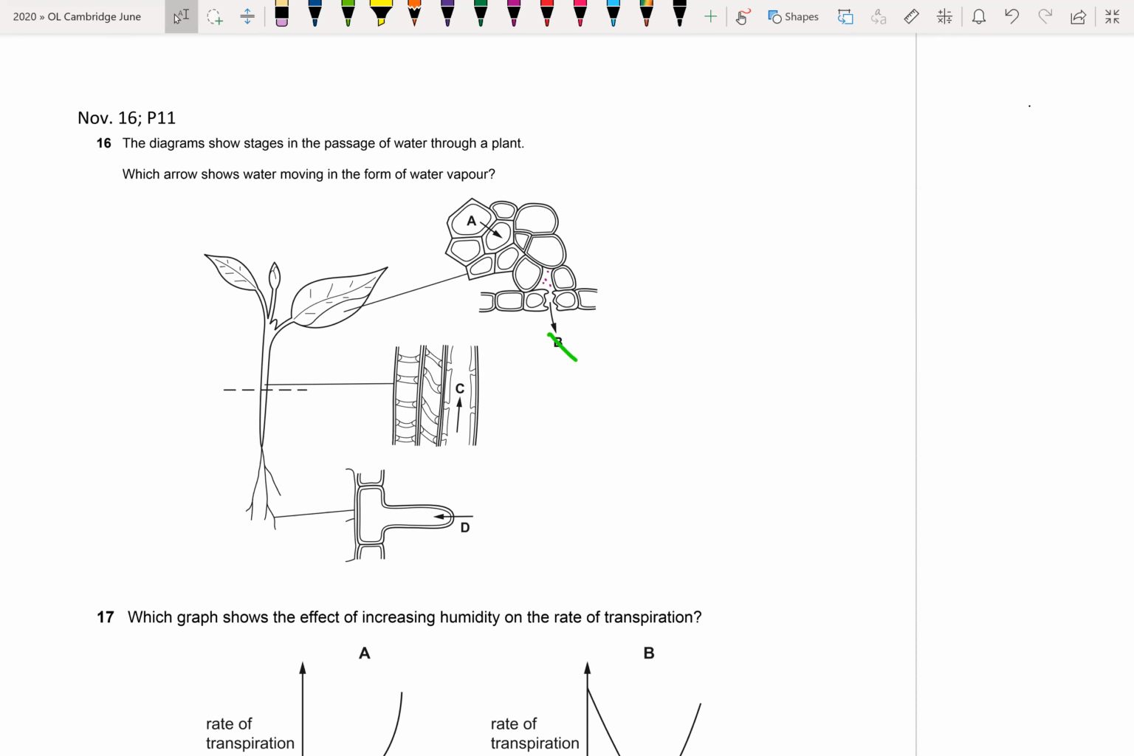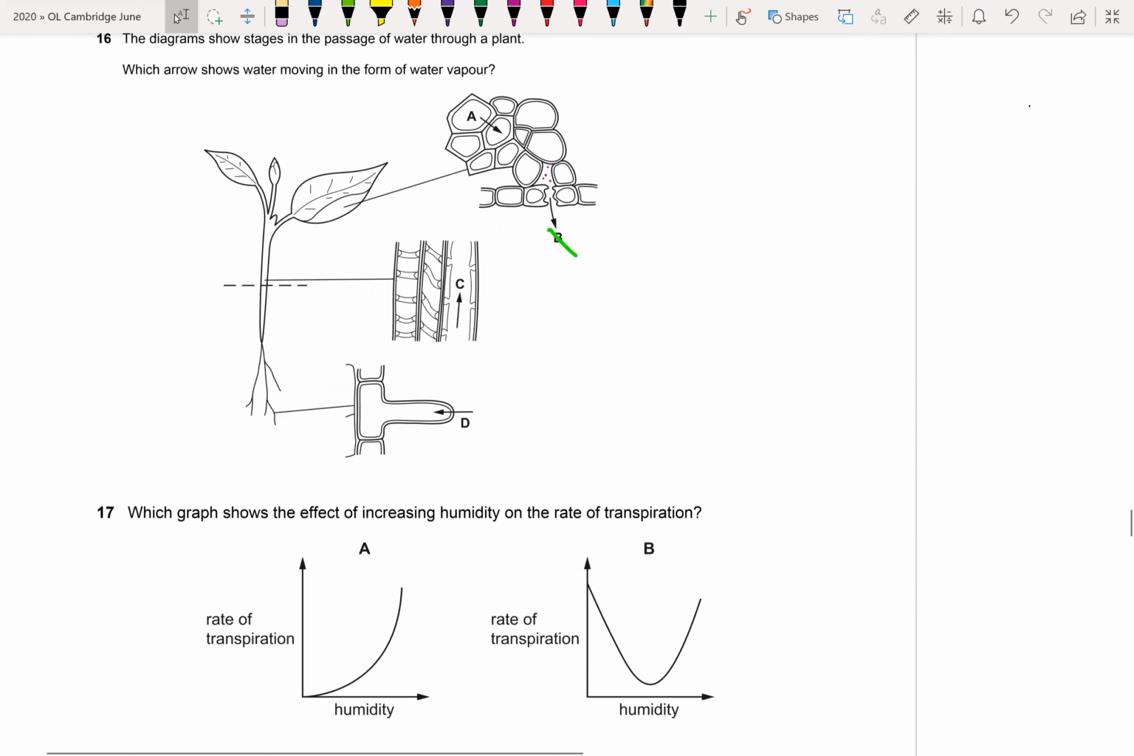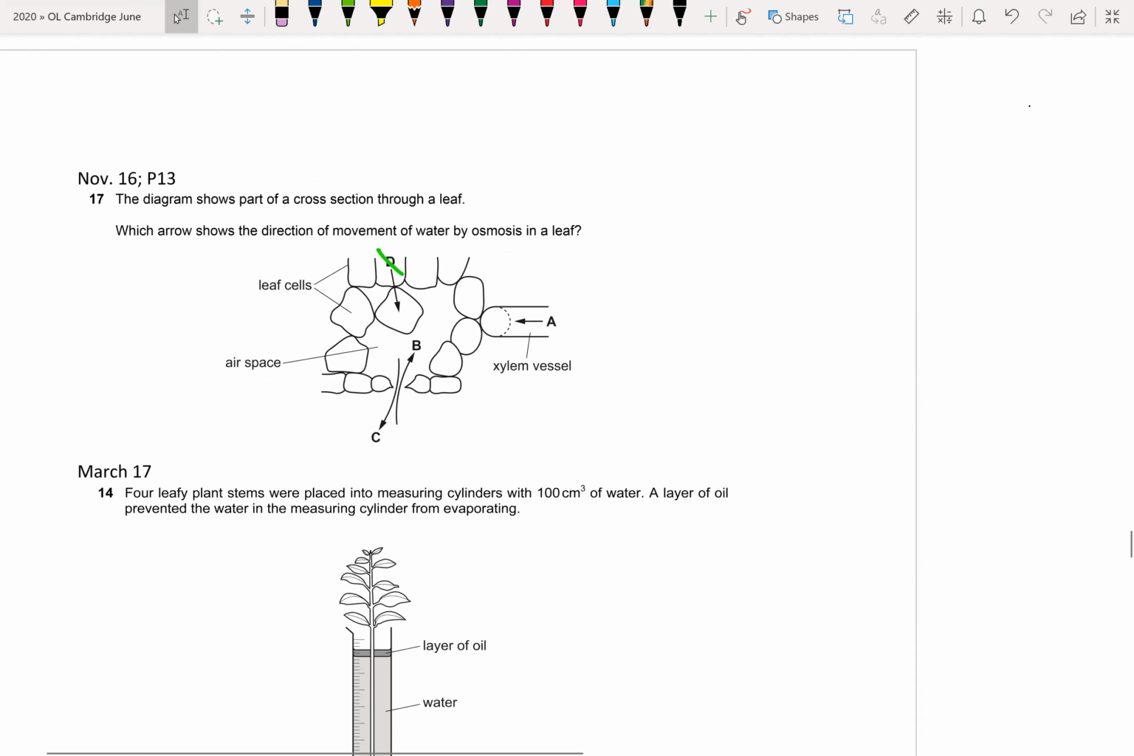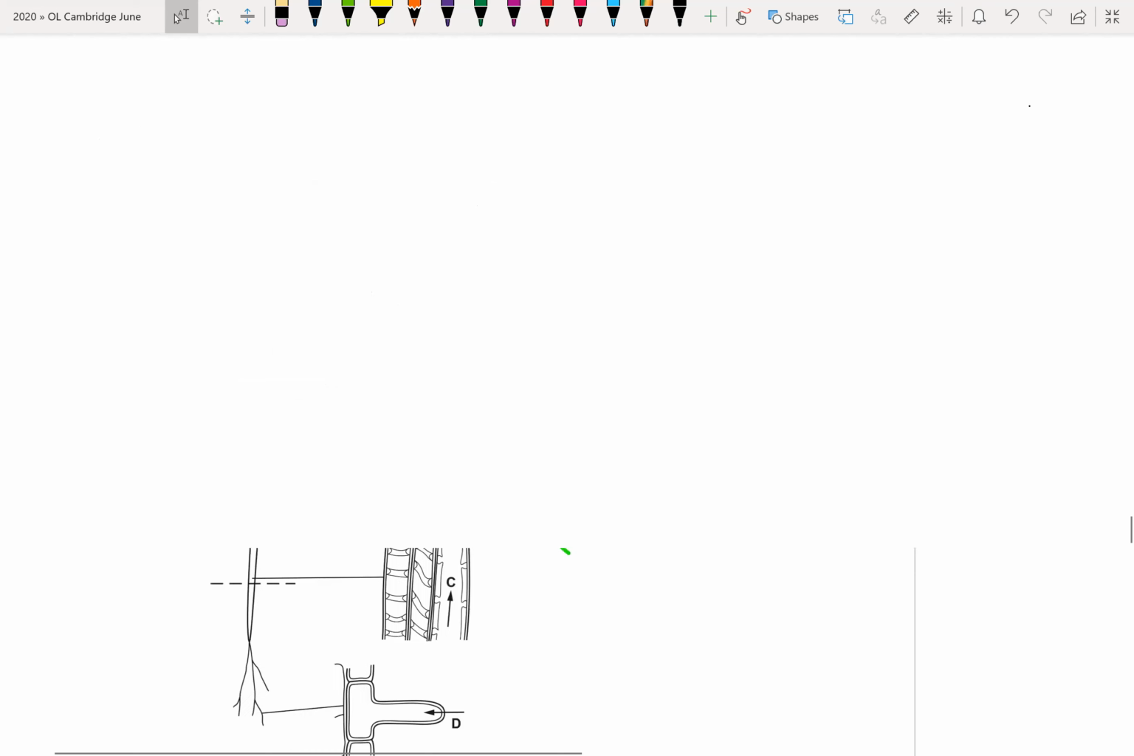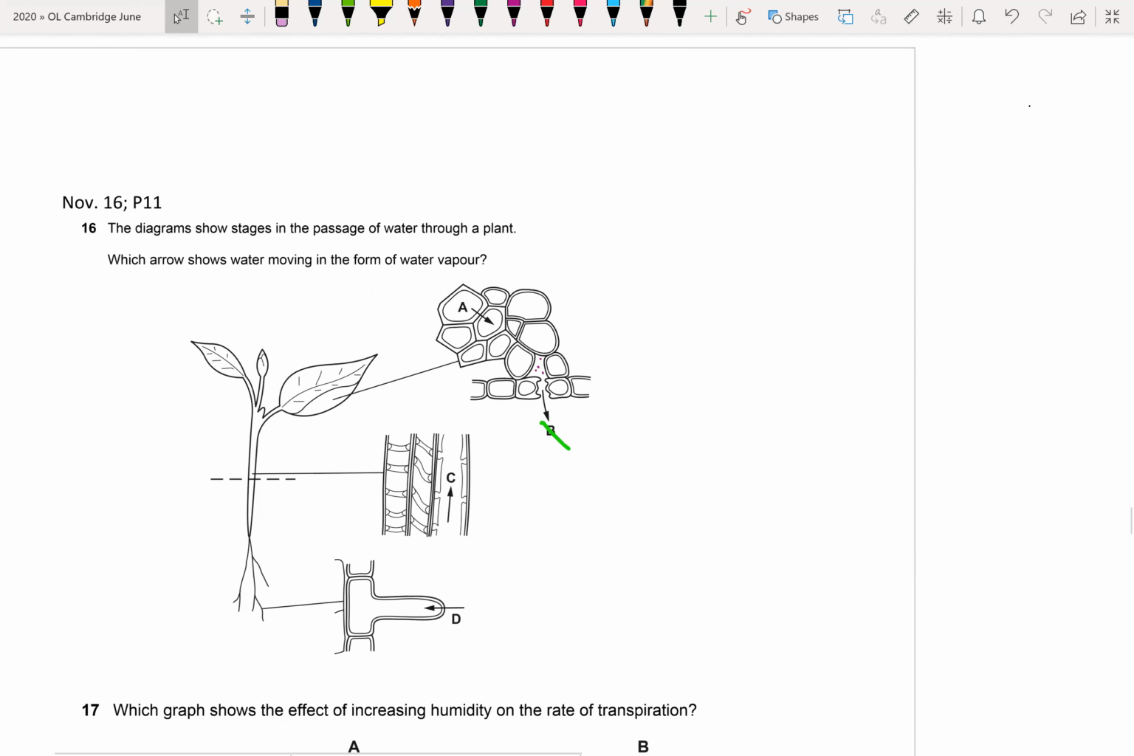Let's see page 22. It leaves the stomata as water vapor, right. As it enters from the soil, it is in the liquid form. As it moves up the xylem, it's in the liquid form. As it moves from the xylem to the different mesophyll cells, it's still in the liquid form. It turns into water vapor, or diffuses as water vapor, in the air spaces and as it leaves the stomata.